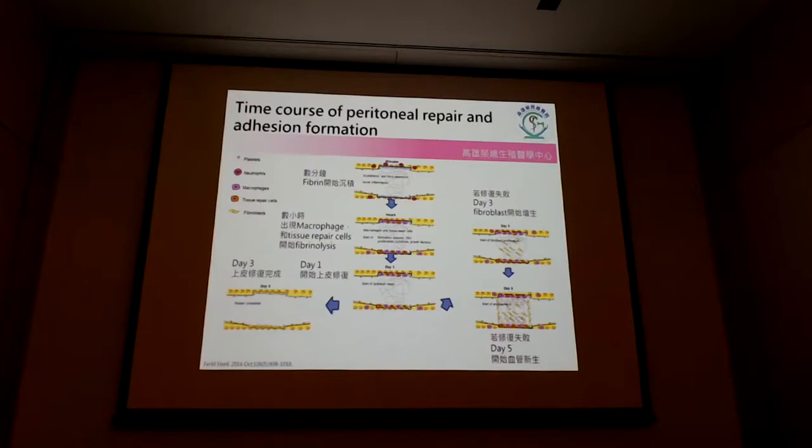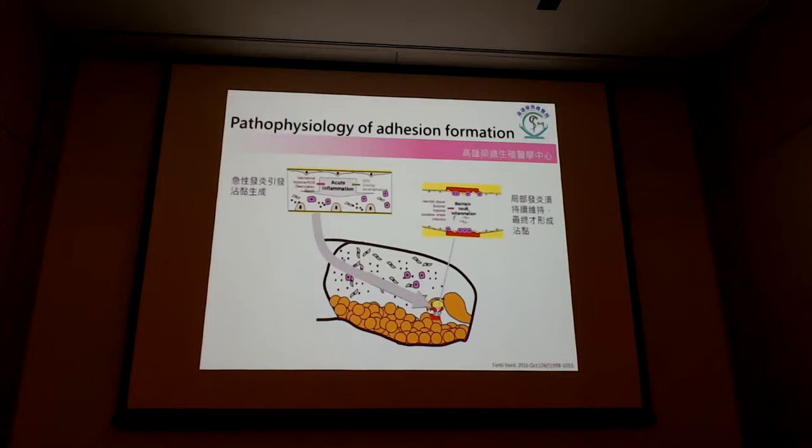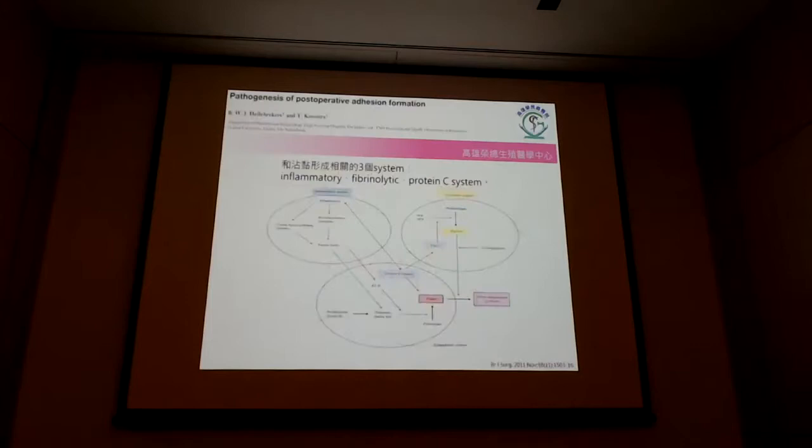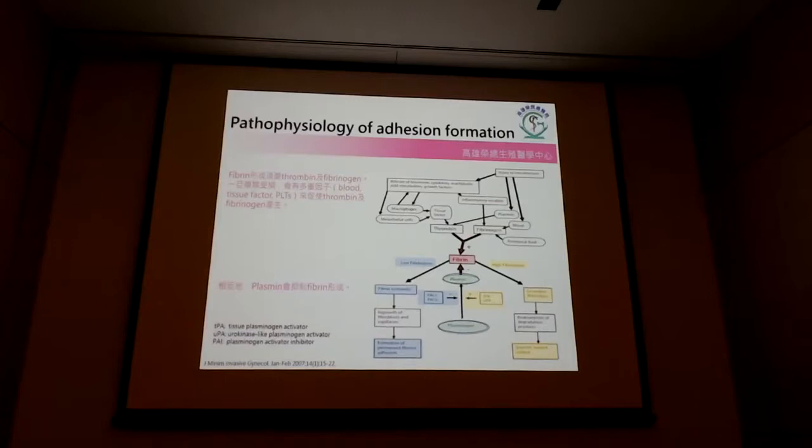Repair can be delayed by factors that maintain local inflammation, such as necrotic tissue, sutures, hypoxia, oxidative stress, and infection. Three cascades are involved in the formation of adhesion: the inflammatory system, the fibrinolytic system, and the protein C system. In the formation of fibrin, thrombin and fibrinogen both play a part. Fibrinolysis can break down fibrin and prevent permanent fibrous adhesion from developing.